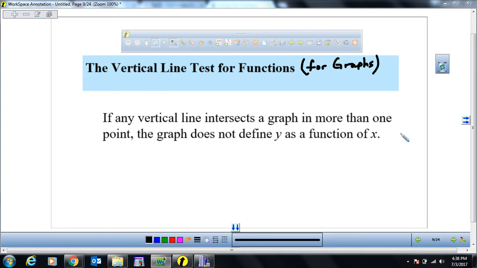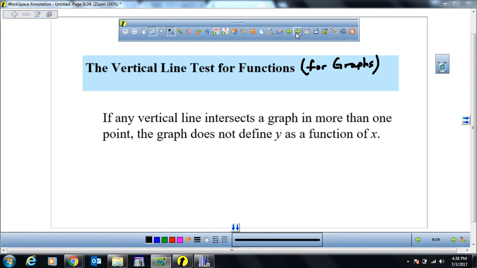If any vertical line intersects the graph at more than one point, that means that a specific value of x has two or more y's, depending on how many times that vertical line intersects the graph. Okay, so that's how we determine whether a graph represents a function or not. Let's go ahead and take a look at the next problem.